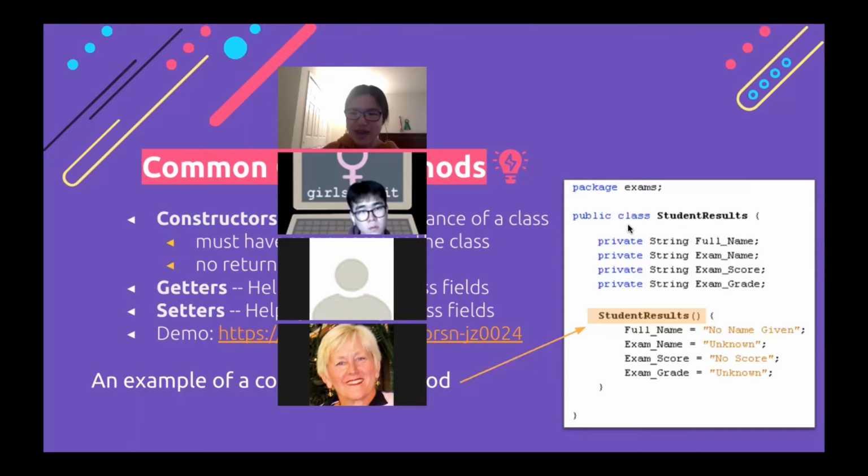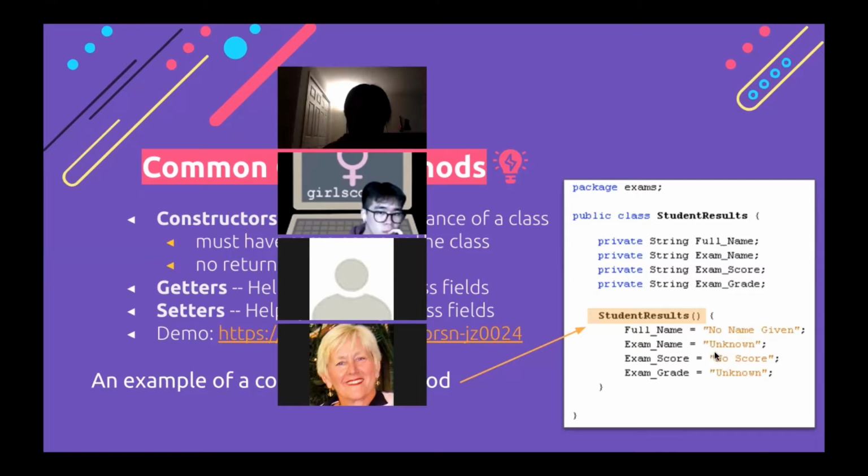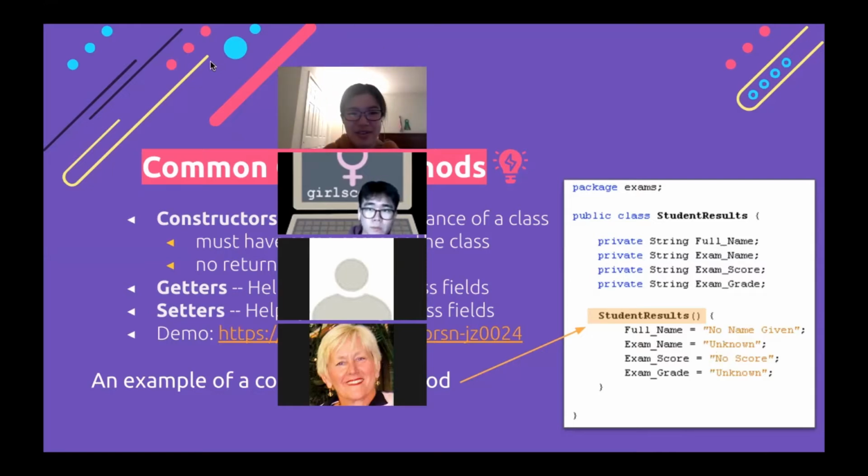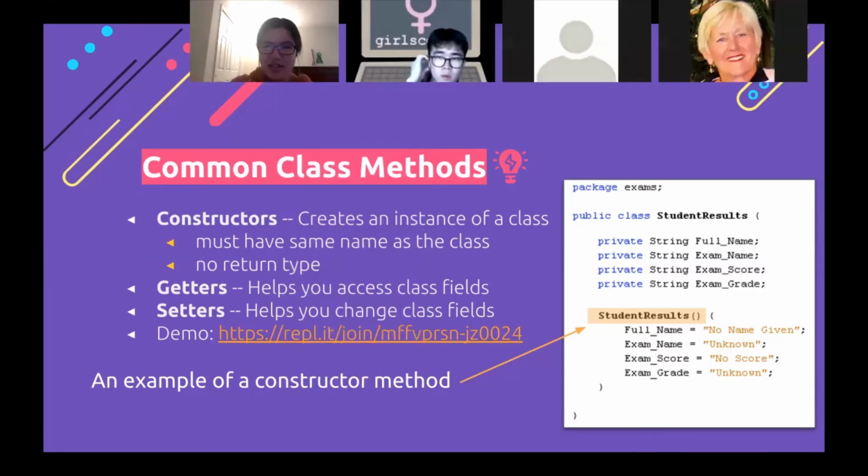So for example, over here we have a class called student results. Over here we'll have the constructor, which is also literally just student results with the parentheses behind it, and then the curly brackets. And then inside the curly brackets, you'll basically instantiate all of your data fields that you have up here. So full name, exam score, and exam grade, they'll be all given values inside of the constructor. And also the constructor has no return type.